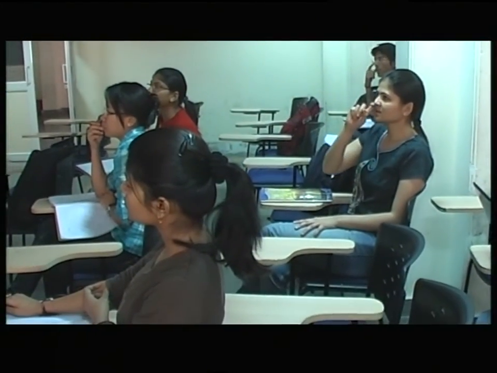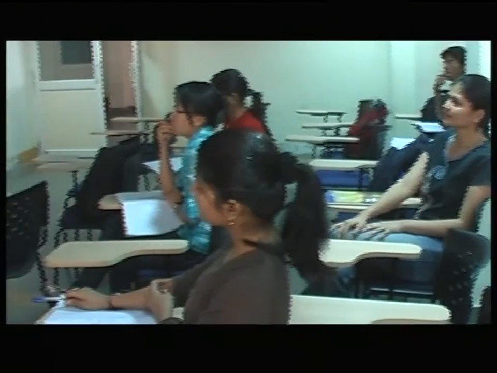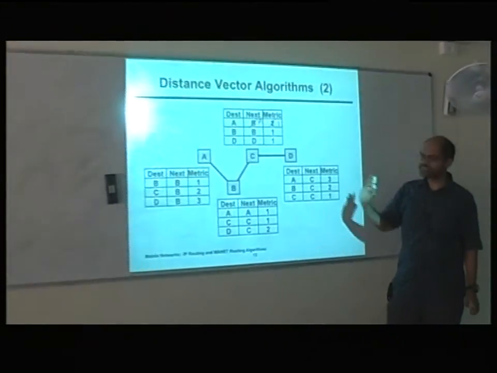Right, so let's go to his table. What will C say? This is his table. It will update the distance from A to 1 here, because it will be directly connected to it. So this is what C did.